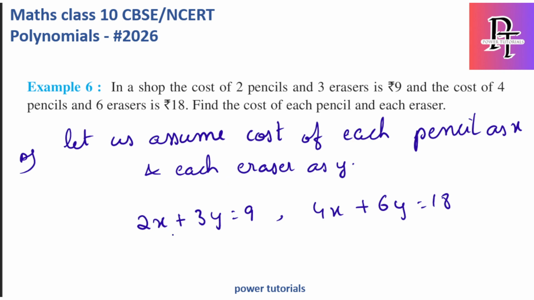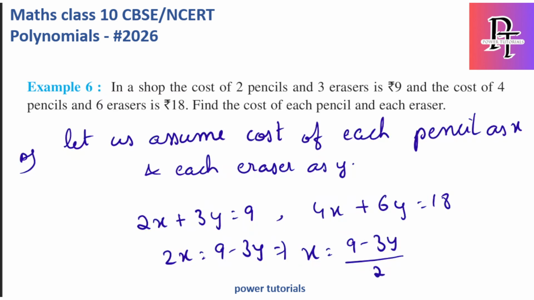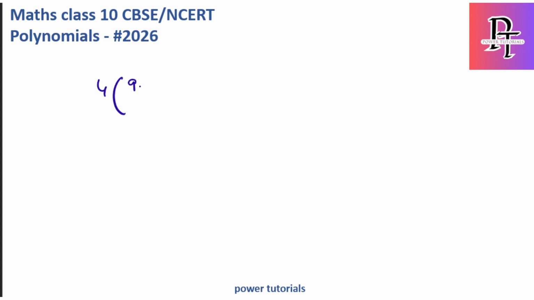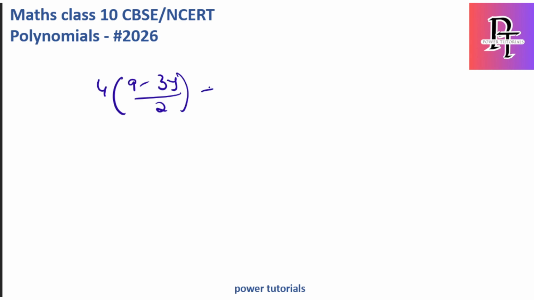I'll get the value of x here, which is 2x is equal to 9 minus 3y. So the x value will become (9 minus 3y) by 2. Now substitute the x value here. This becomes 4 into (9 minus 3y) by 2, plus 6y is equal to 18.